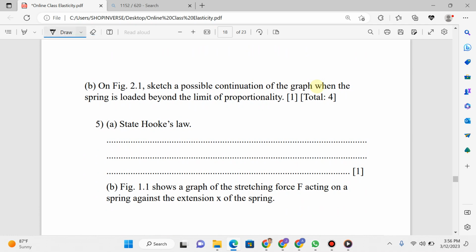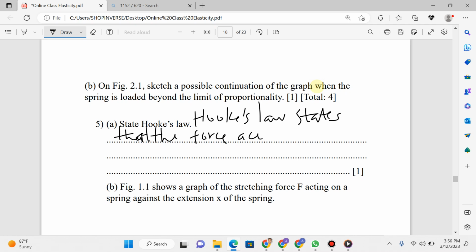State Hooke's law. That's the next question. Do you have enough space? Hooke's law states that the load or the force acting on an elastic material is proportional to the extension produced.